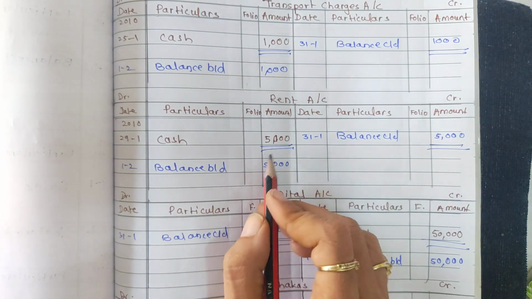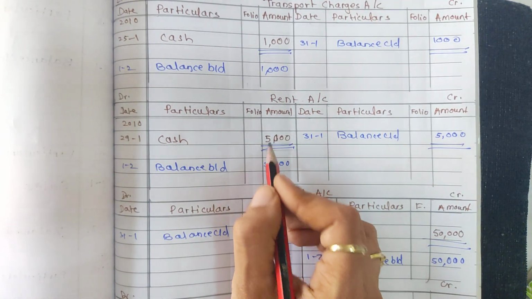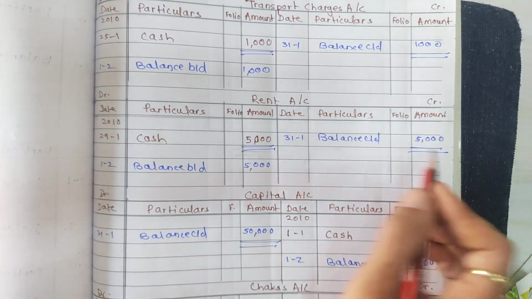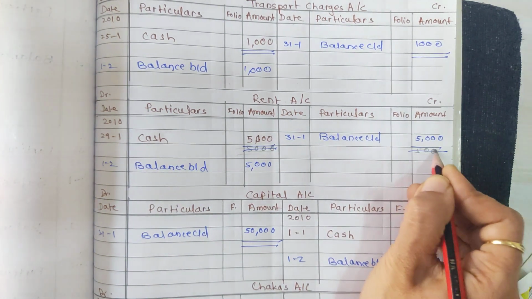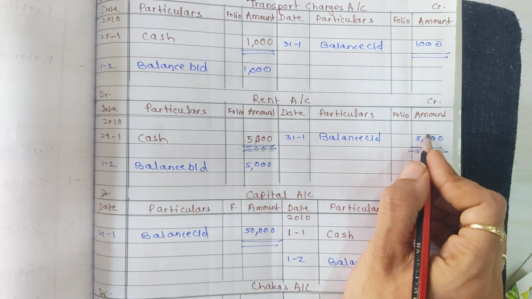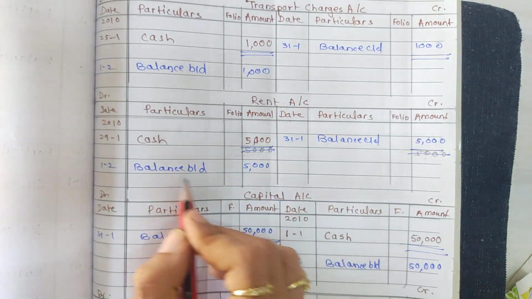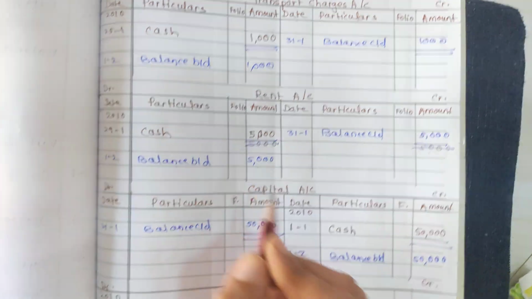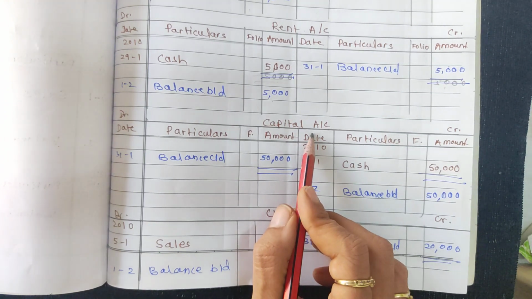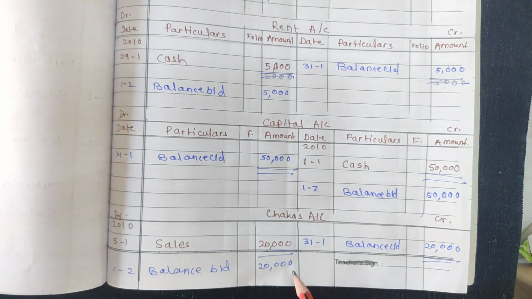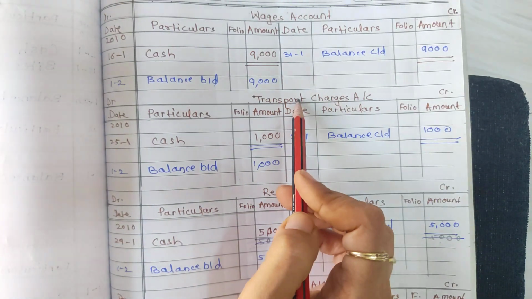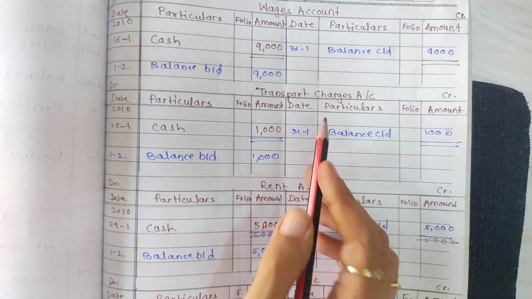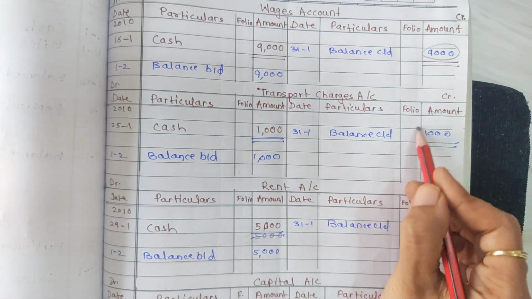Rent account: as there is just one item, you can draw a line like this, or you can write the total as well, like 5,000 on both sides. Then above the total, balance carried down, and on the opposite side you write balance brought down 1st February. Same for the capital account and the checkers account. Now here you can see wages, transport charges, rent. Their balance is known as debit balance.